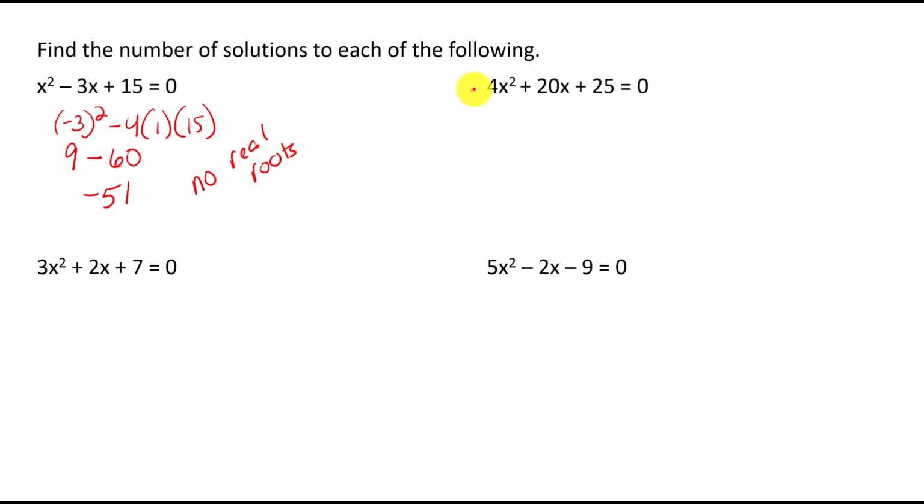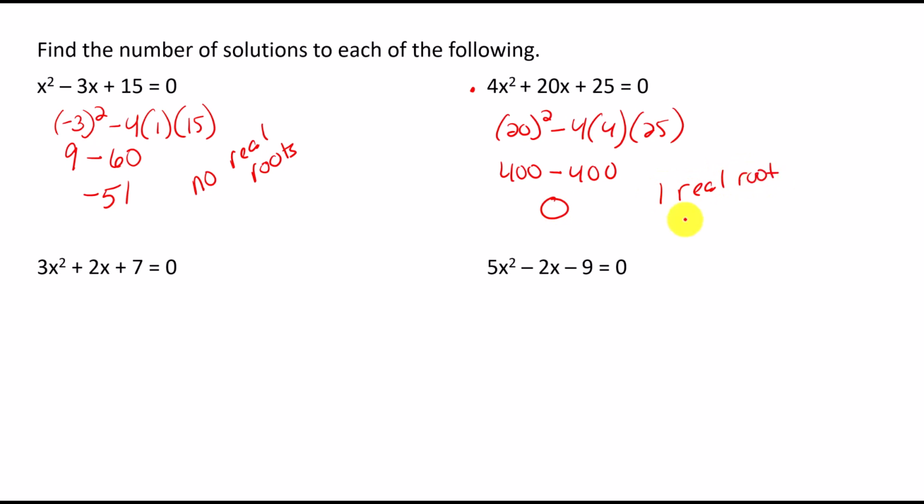All right, take a minute and try this one. Okay, so same idea. 20 squared, because that's b, minus 4 times a times c. 20 squared is 400. -4 times +4 is -16 times 25. This is going to be -400. And so our result is 0. And since this is 0, we know that there is one real root, or one repeated root. Okay? All right, take a minute and try this problem.